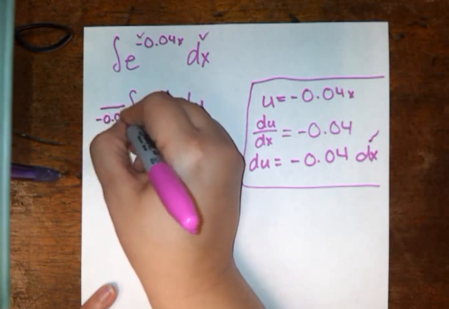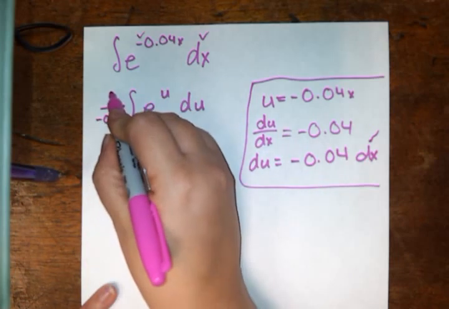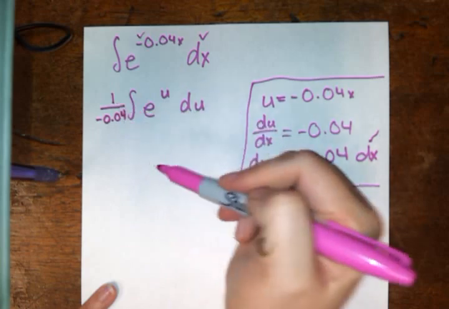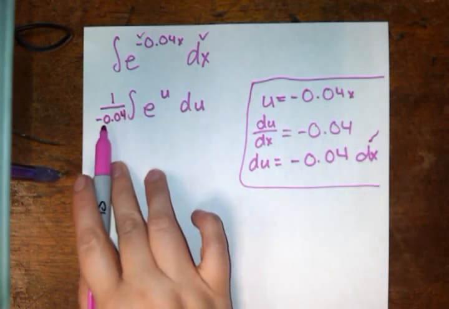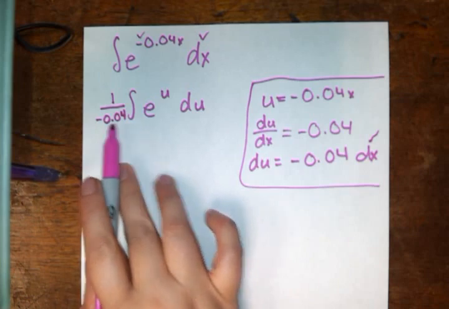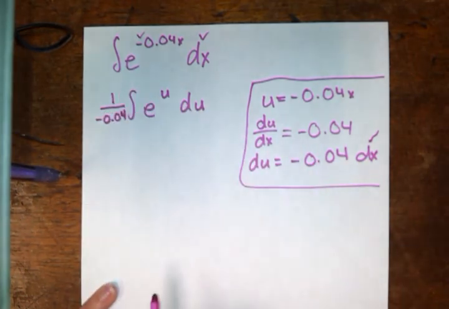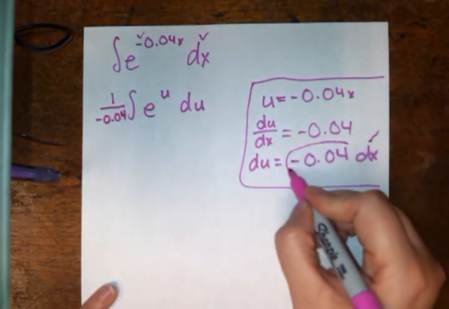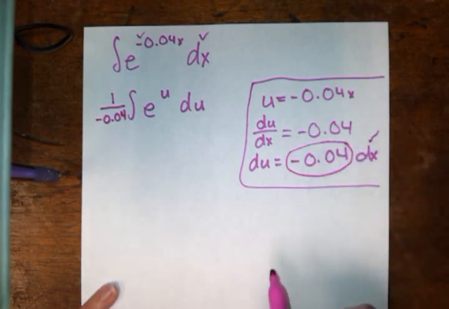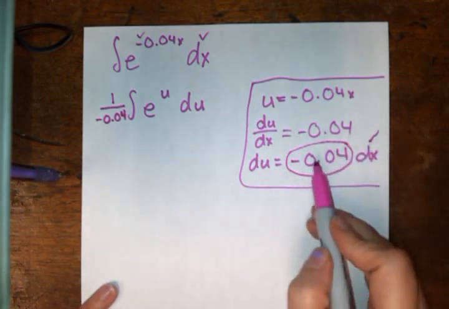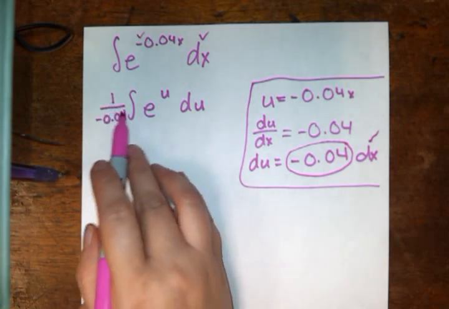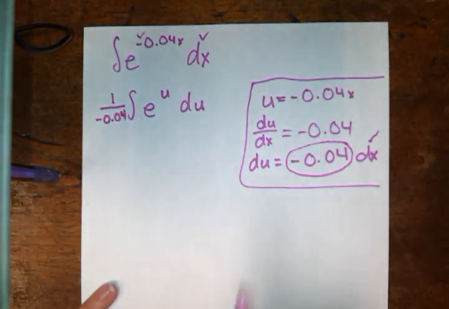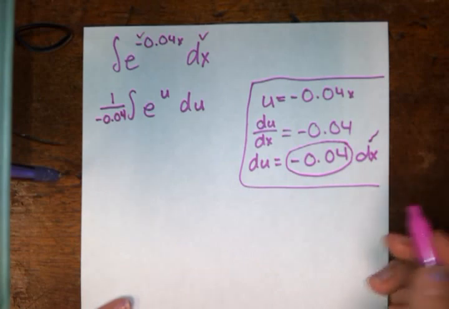So that means put the negative 0.04 in the denominator, a 1 in the numerator, and so when we find that integral, we're going to be multiplying by this fraction here, which is going to balance everything out for us. So whenever you have something extra in your du that you're multiplying by, you're just going to pull it over into the denominator of a fraction in front of the integral that you're taking. And so now we can take this integral.